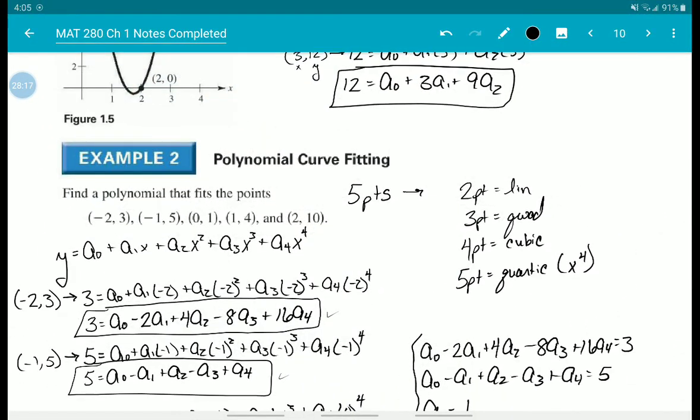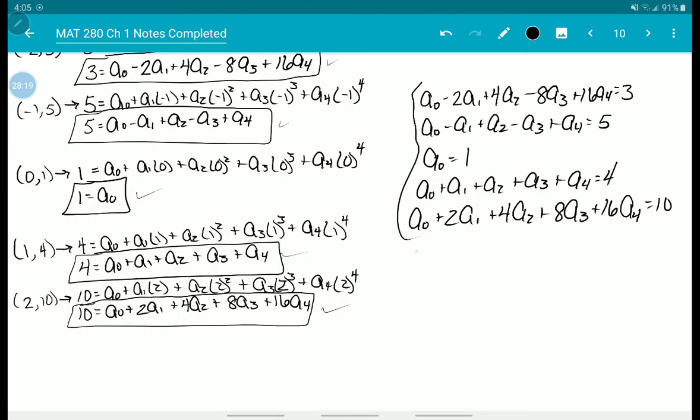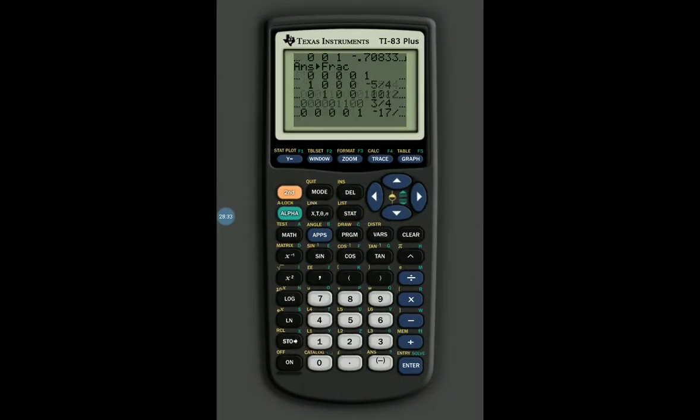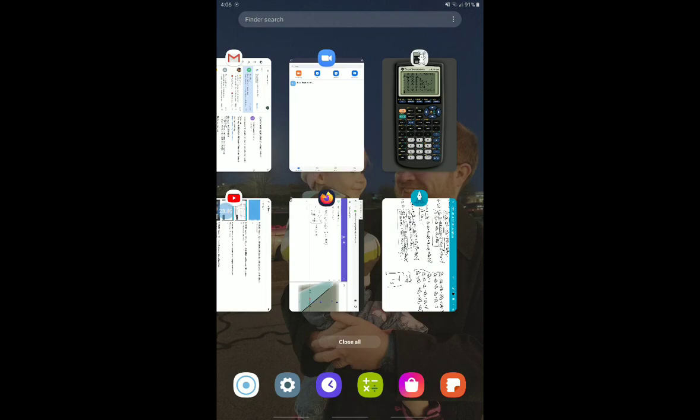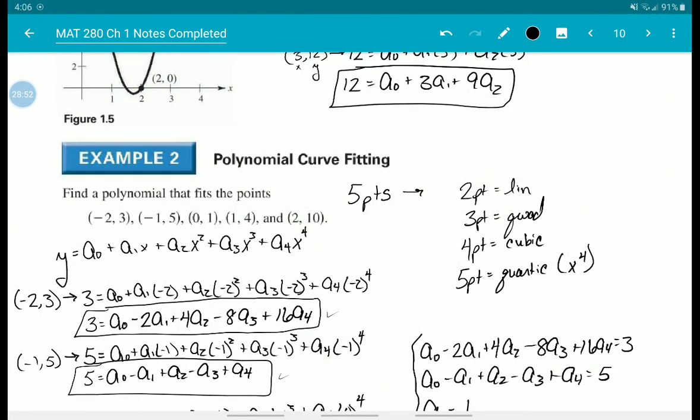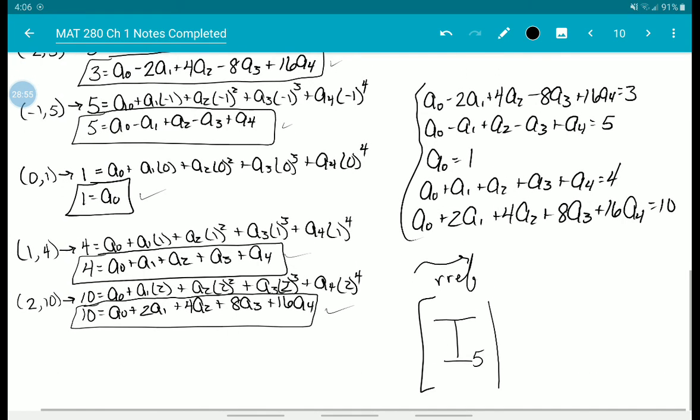So our solution here, when we did RREF, gave us the identity matrix for a 5x5. And then it gave us all of our fractions. So A0 was 1. A1 was -5/4. A2 was 101 over 24, A3 was 3/4, and A4 was -17 over 24. So this one's not as nice as the last one. We ended up with some fractions, which is perfectly fine.